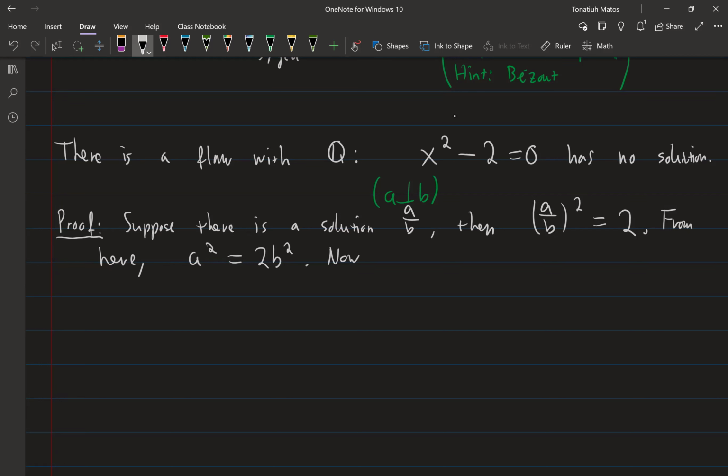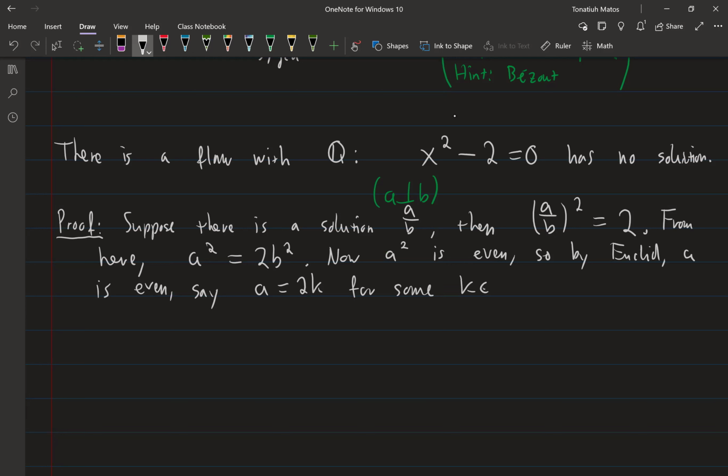Now, A squared is even because it is 2 times something. But 2 is a prime number, right? So by Euclid, A must be divisible by 2. So A is even. And if A is even, then it can be written as 2 times K for some K, right?